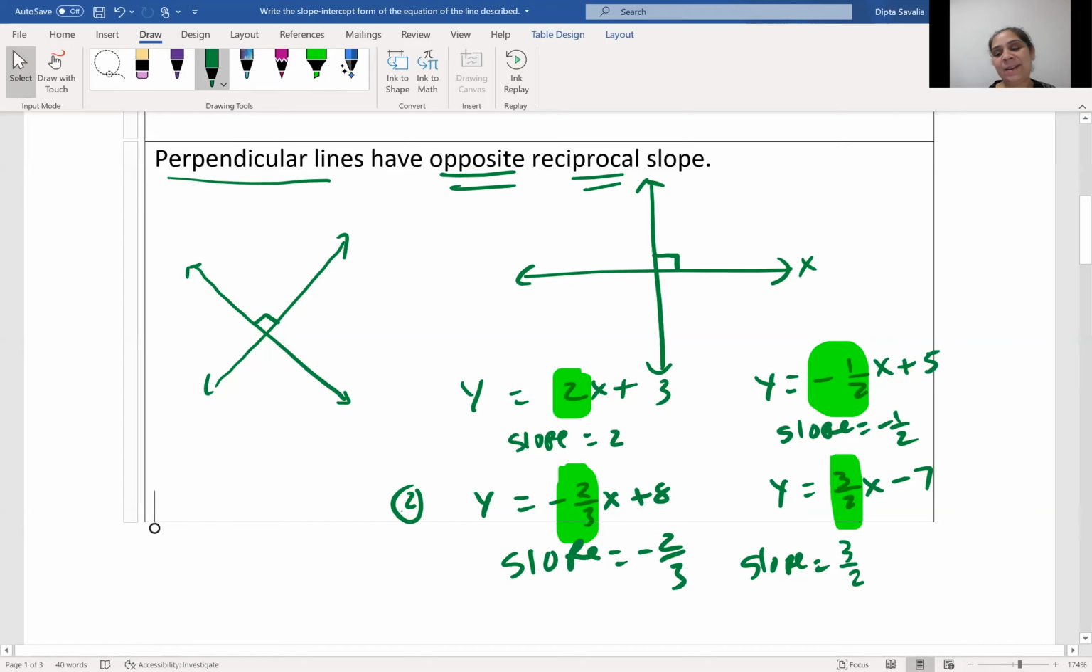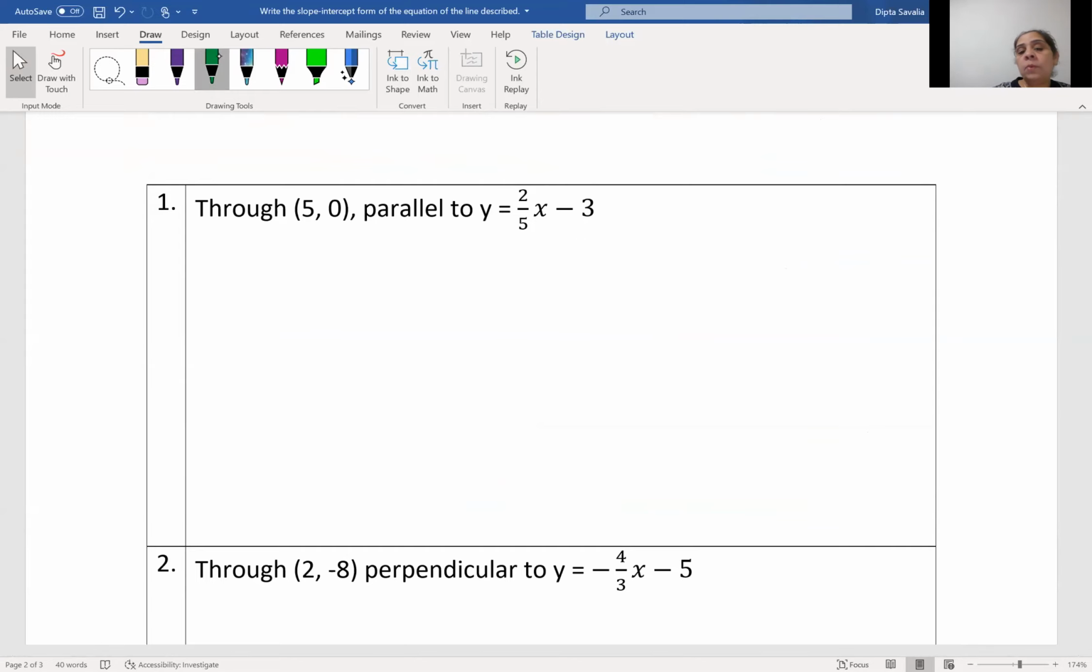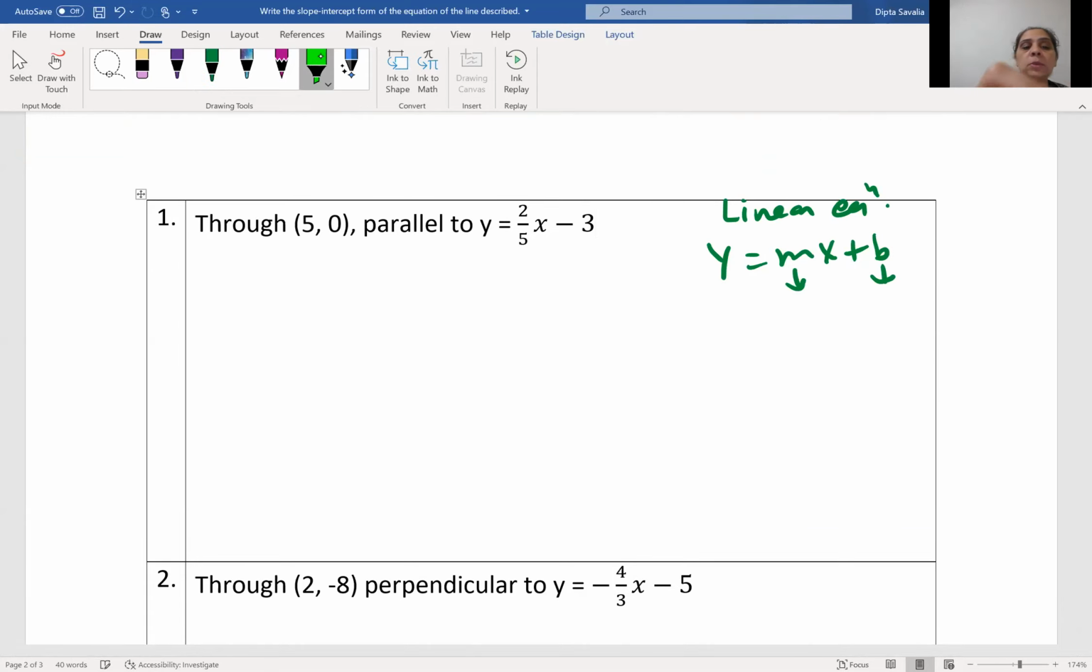So now let's start our concept. Here we need to find an equation passing through this point and parallel to this line. Whenever we need to write a linear equation, we have to use y equals mx plus b. So the first thing, we need to find two things: slope and y-intercept. So let's see how we will find them.